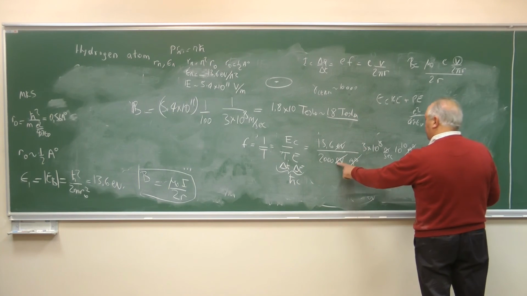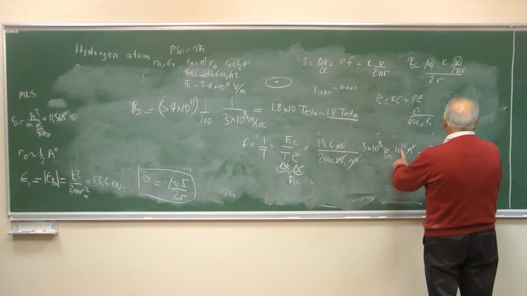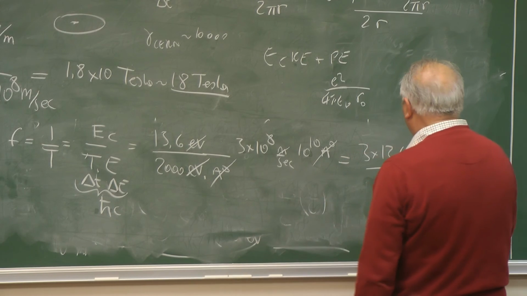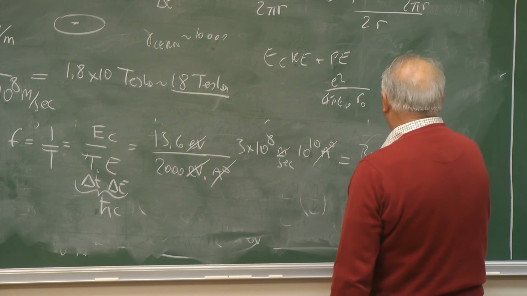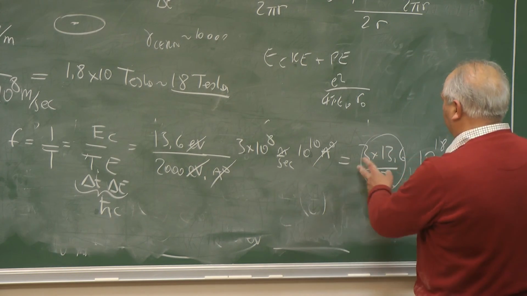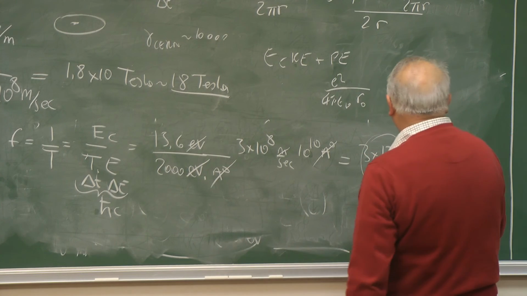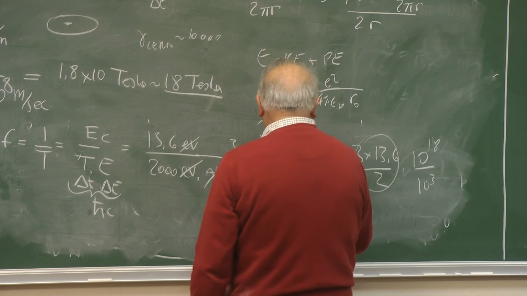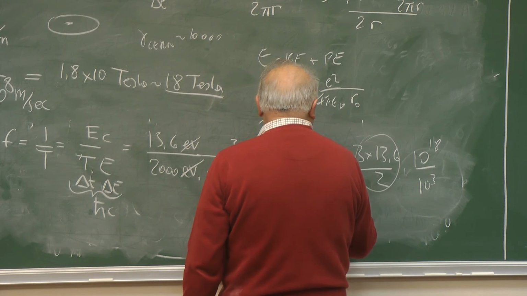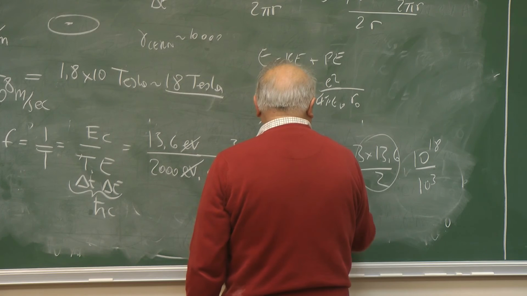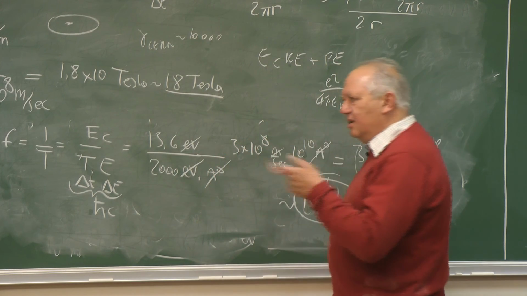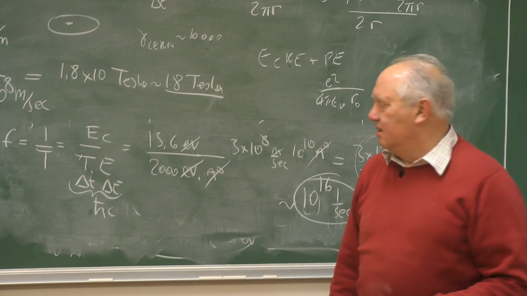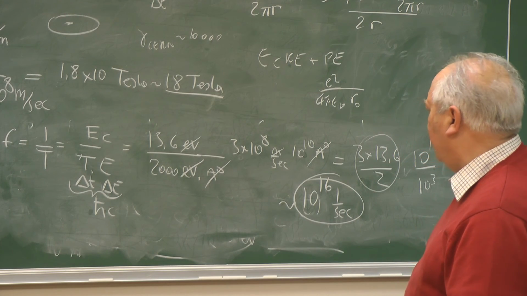So we made the multiplication. This is 10 to the 18 divided by 10 to the cubed. This is roughly like 1. This is like 10 to the 19, subtract, and this is 10 to the 16 revolutions per second. So tremendous. Imagine 10 to the 16 revolutions per second.